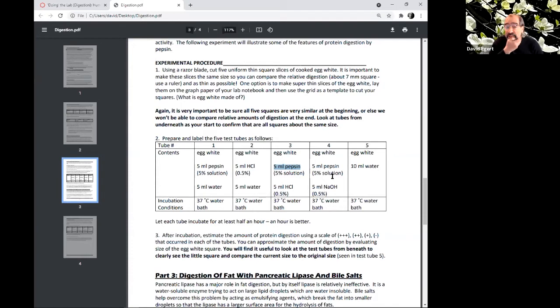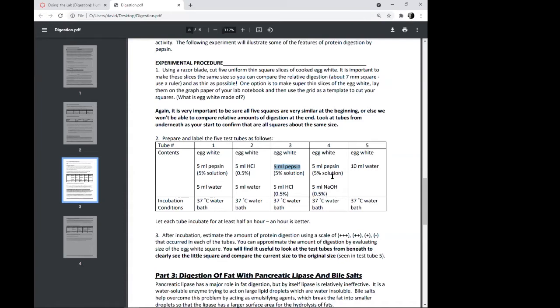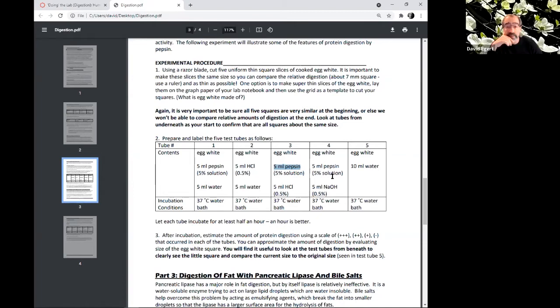So when you're thinking about which of those tubes is going to have the best protein digestion, theoretically? Tube 3. Yeah, tube 3. Because that's the one where we have the pH closest to the pH that the enzyme is optimized to work in.